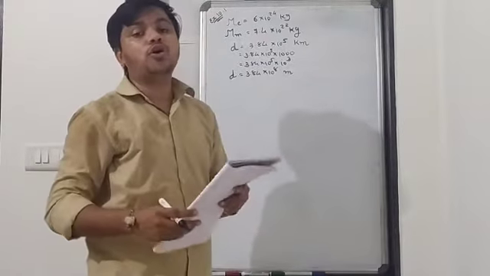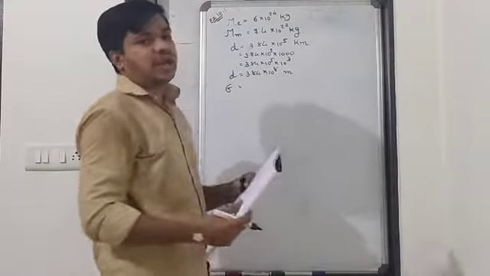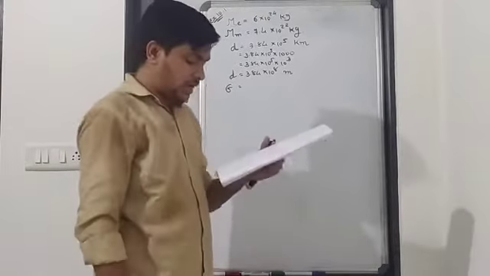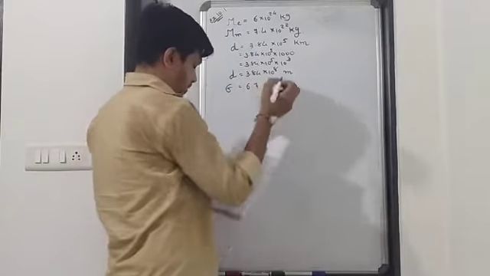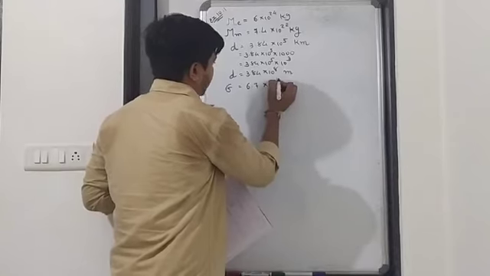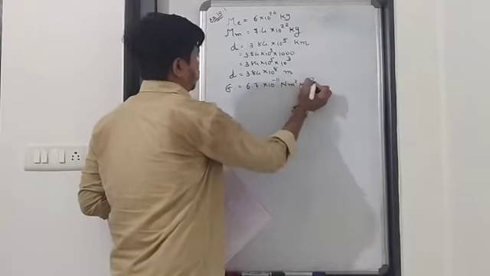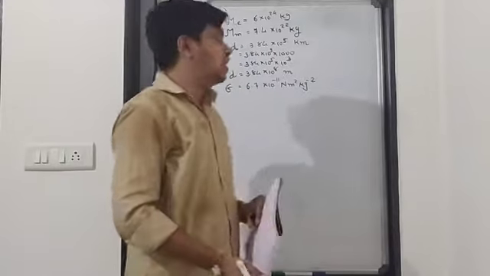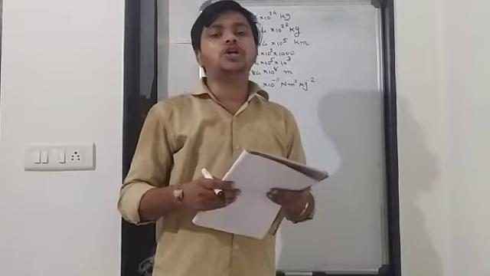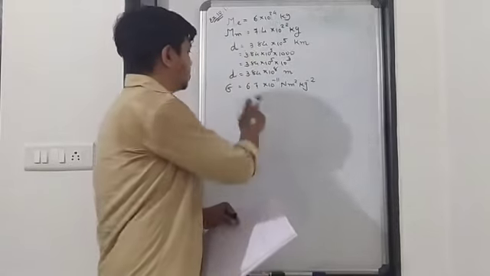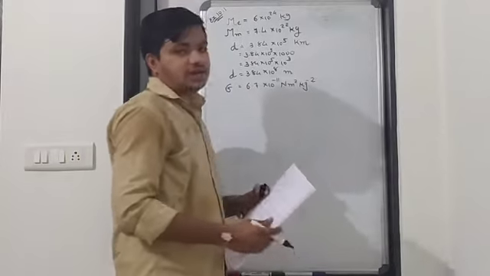Not only that, the value of G is also given to you, capital G, the gravitational constant, which is 6.7 into 10 raised to minus 11 Newton meter square kg raised to minus 2. As you know, the real value is 6.673 into 10 raised to minus 11, but according to our example, they are giving us 6.7, so we are using this value. So these are the values.